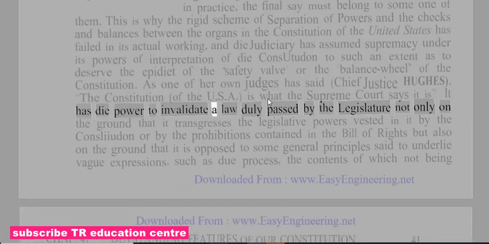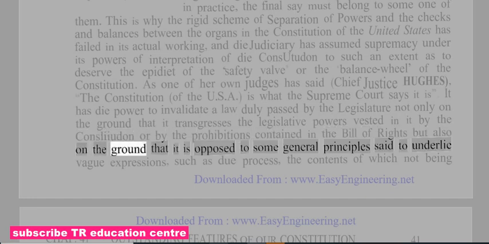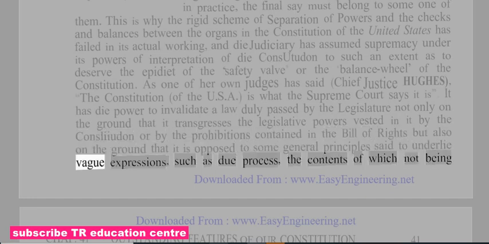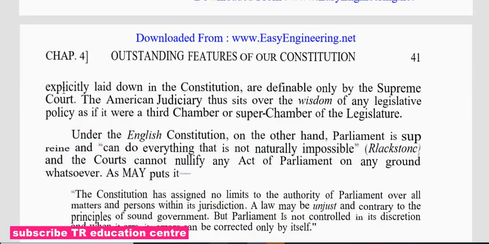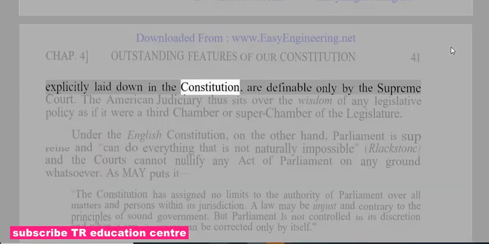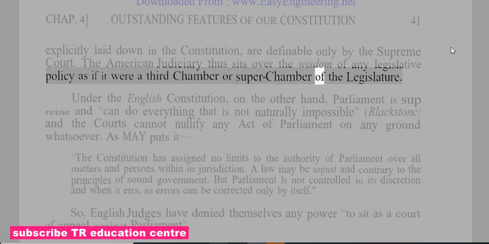It has the power to invalidate a law duly passed by the legislature not only on the ground that it transgresses the legislative powers vested in it by the Constitution or by the prohibitions contained in the Bill of Rights, but also on the ground that it is opposed to some general principles said to underlie vague expressions, such as due process, the contents of which, not being explicitly laid down in the Constitution, are definable only by the Supreme Court. The American judiciary thus sits over the wisdom of any legislative policy as if it were a third chamber or super chamber of the legislature.